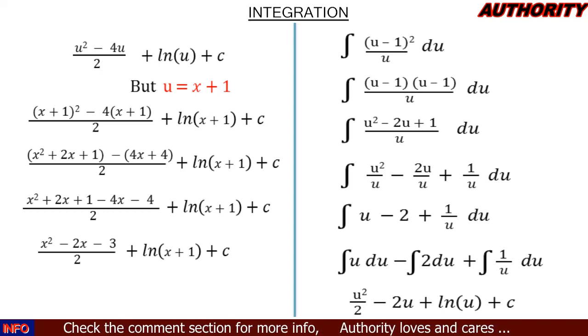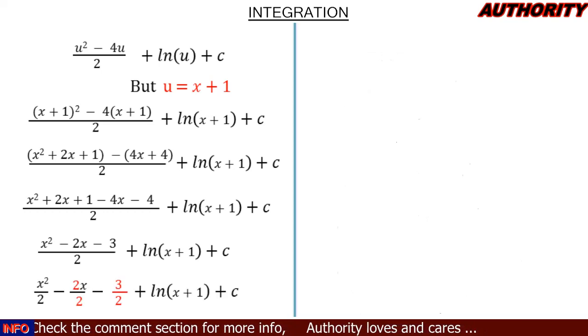Let's also split our first term into 3 now. Splitting it into 3, we're going to have x squared all over 2 minus 2x all over 2 minus 3 all over 2 plus ln(x plus 1) in bracket plus c. Now here we have x squared all over 2 minus, in this place we have 2x all over 2. 2 will cancel 2. We are going to be left with minus x. And then in this place we have minus 3 all over 2.